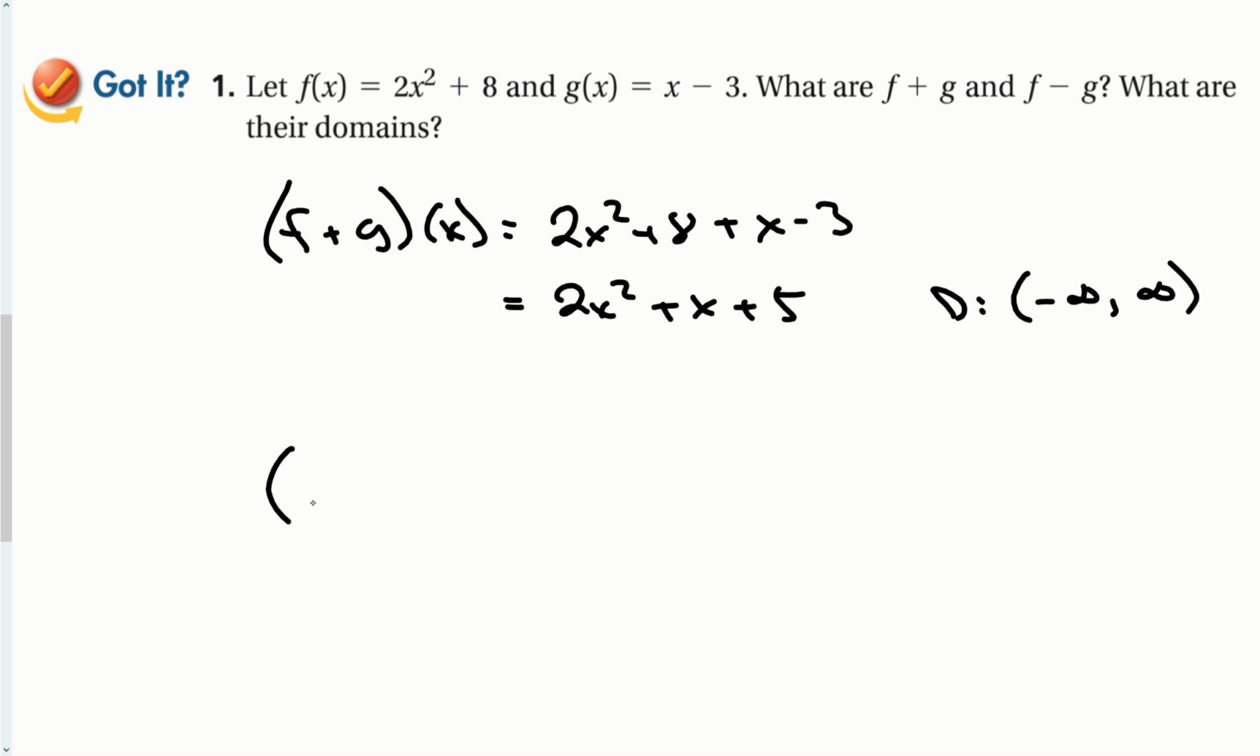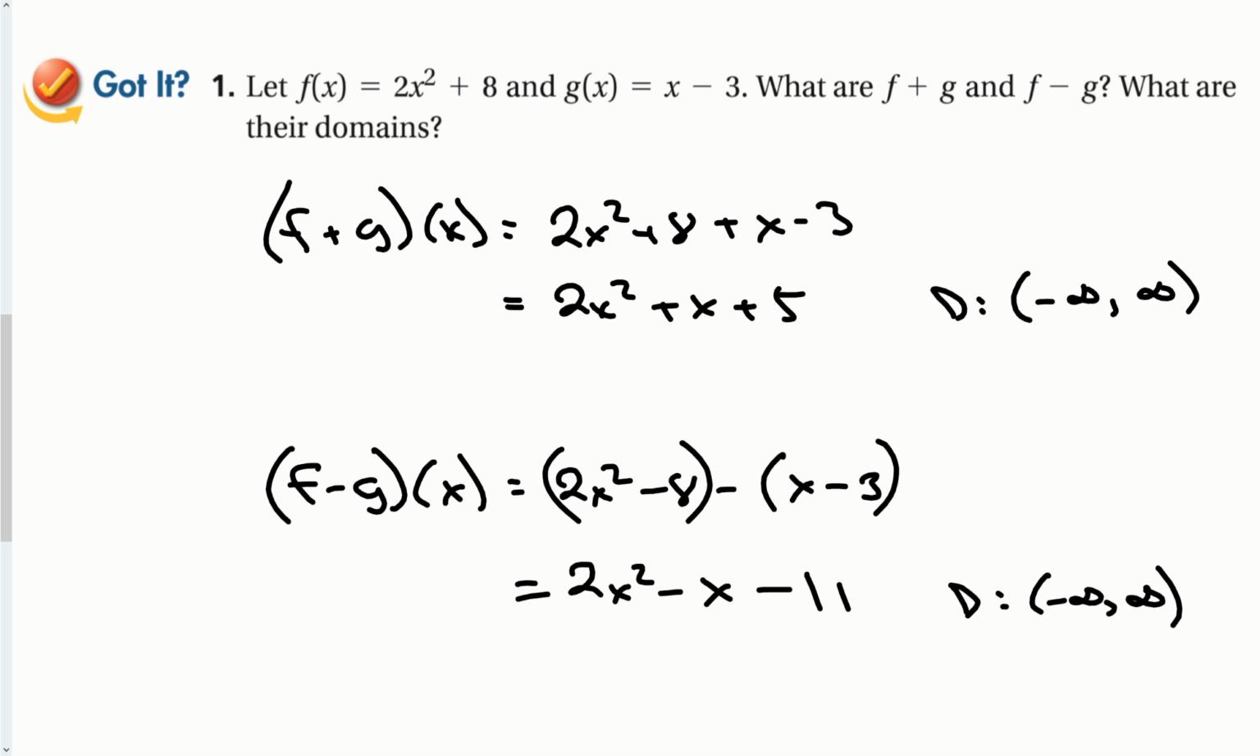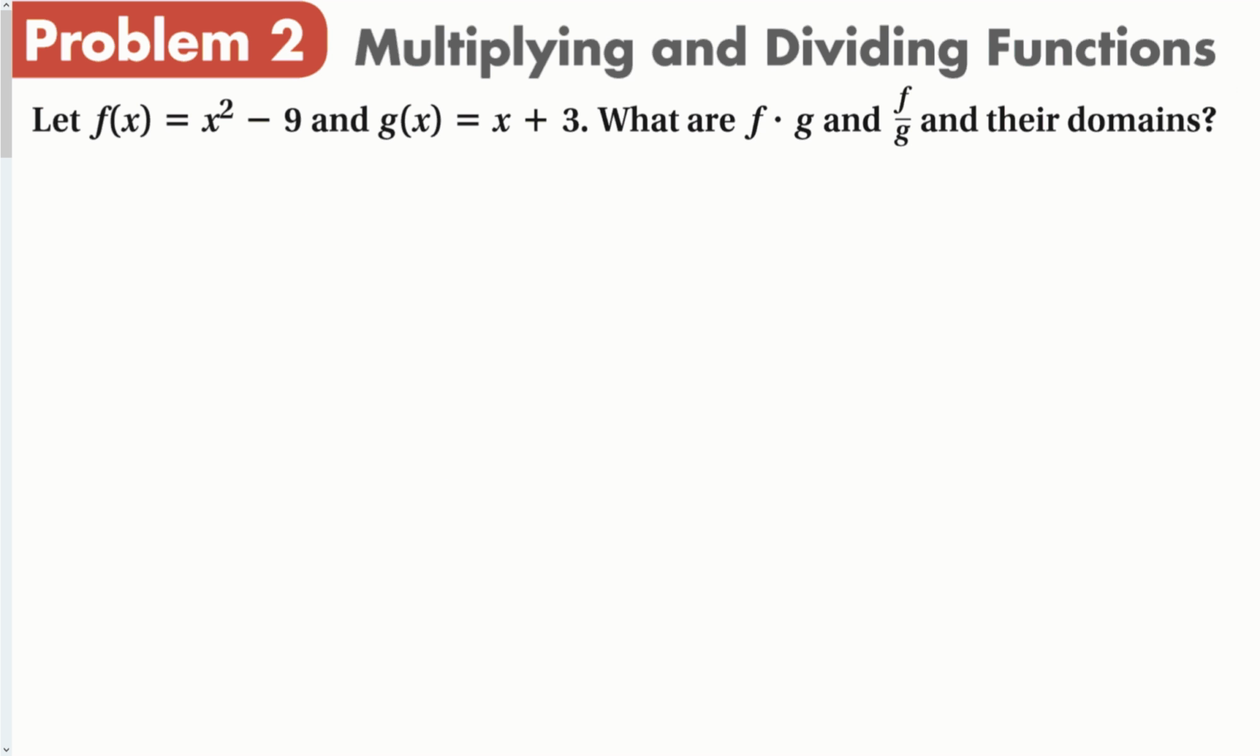All right, next, f minus g of x. Just be careful that you remember that you must subtract the whole second function. And we can put these in parentheses too if you want to. So that's 2x squared minus x minus 11. And again, the domain is all real numbers, from negative infinity to positive infinity. All right, great. Next, multiplying and dividing.